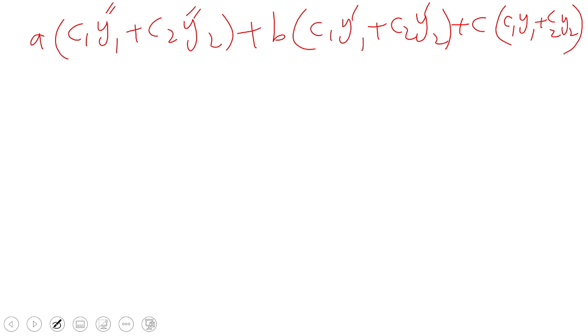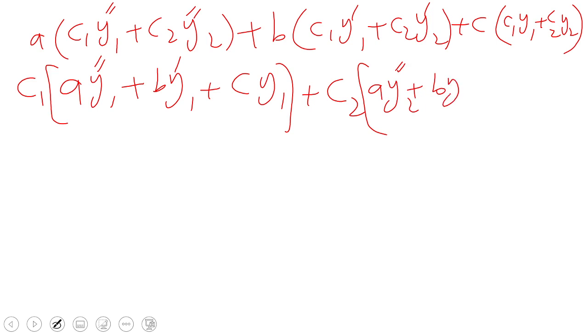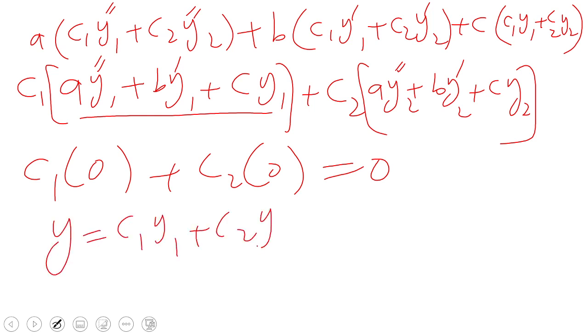Now choosing the coefficient of c1, that is a y1 double dash plus b y1 dash plus c y1, and the coefficient of c2, a y2 double dash plus b y2 dash plus c y2. We know that y1 and y2 are solutions, so this quantity is 0, that is c1 into 0 plus c2 into 0, and that is equal to 0, which shows that y, which I defined as c1 y1 plus c2 y2, is a solution.